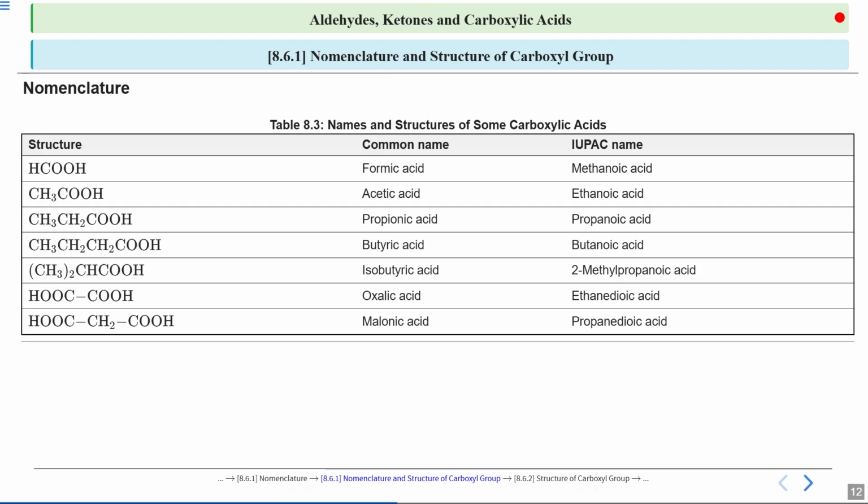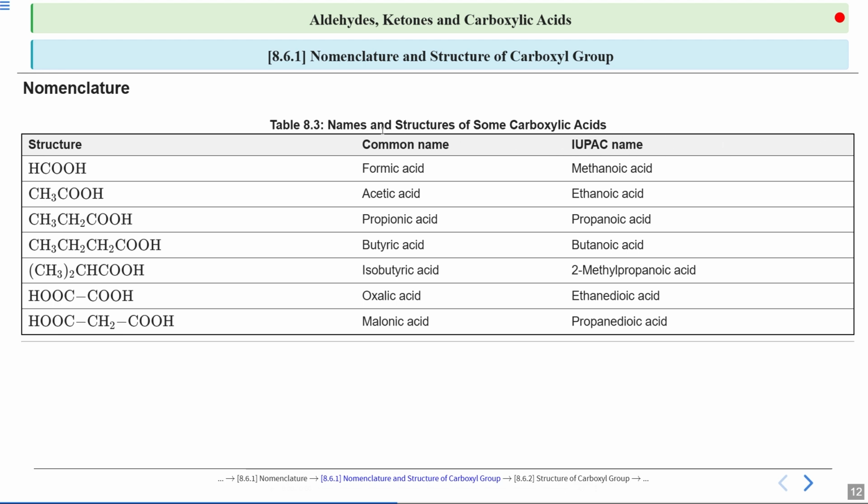Now, see, this is Table 8.3 which is given in your NCERT. These are the names and structures of the carboxylic acids. If you look one by one, first you have HCOOH. The common name for this is formic acid, and the IUPAC name is methanoic acid. You have only one carbon atom, so the root word is meth, and the E of the alkane is replaced by oic, so we have methanoic acid.